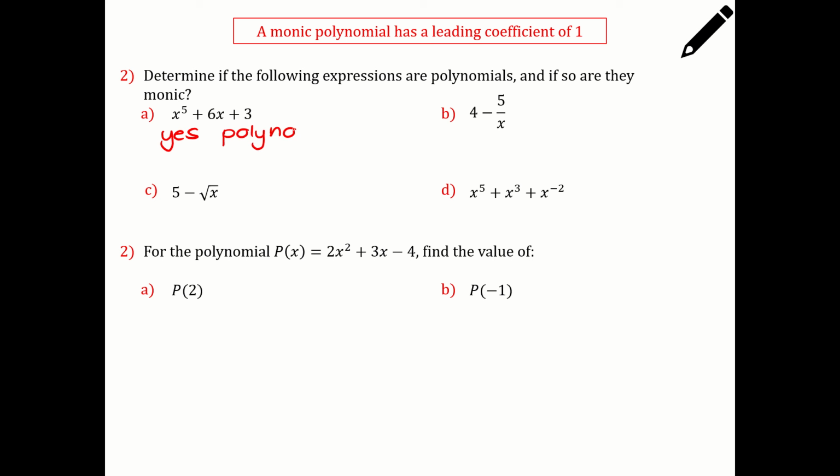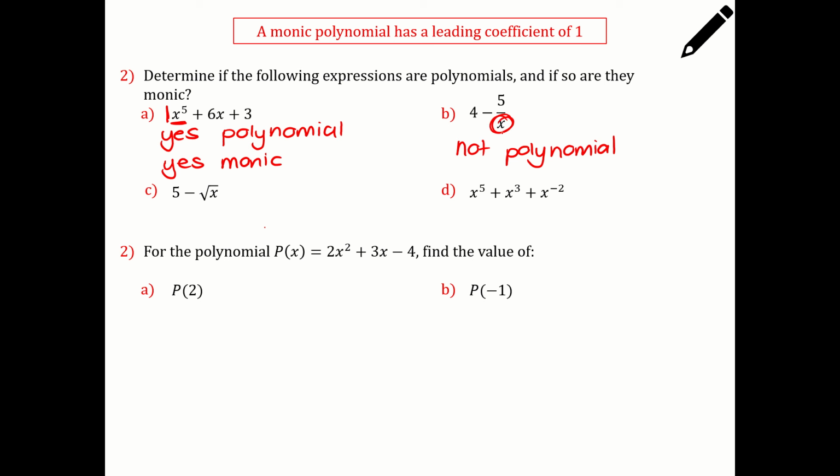And is it monic? Let's check. Is the leading term 1? The highest degree is to the power of 5, and technically this is a 1. So yes, it is also monic. All right, this is not a polynomial because x is on the bottom of the fraction. They are only polynomials if we have x to the power of a whole number.